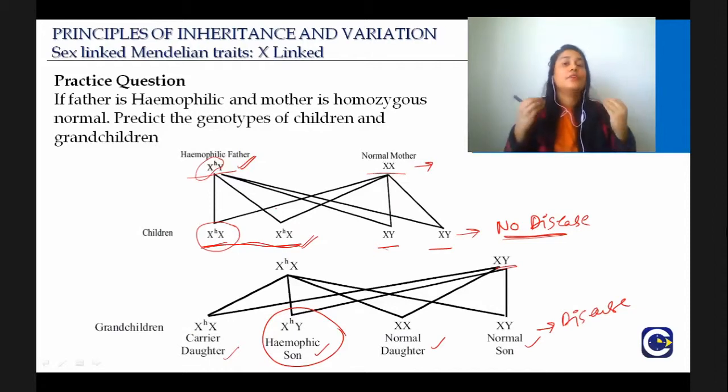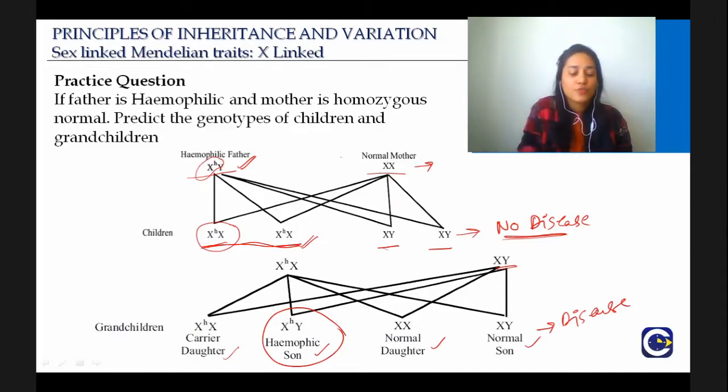And you have to remember this, that the skipping of generation is a very common characteristic of all the recessive disorders, whether it is sex-linked or autosomal. So whenever it is a recessive disorder, there will be skipping of generation, okay, because you need an X chromosome from both of them. You need it from both of them. So mostly there will be skipping of the generation.